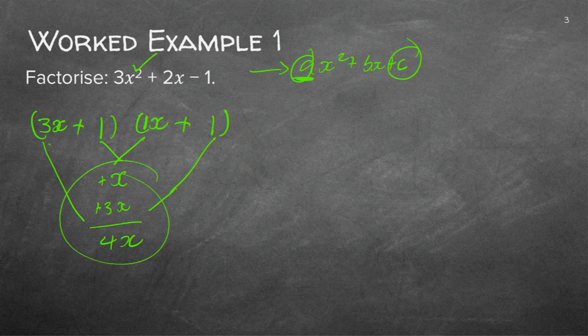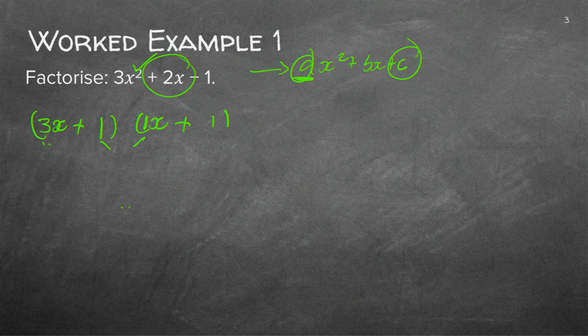So it means my signs are wrong. I can't put a plus and plus, because I'm trying to achieve 2x. Now let's change signs. So guys, you do trial and error, but then there is a way that you're going to do this, and I will show you. So you change your signs, you try another one.